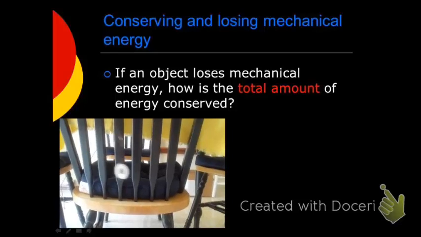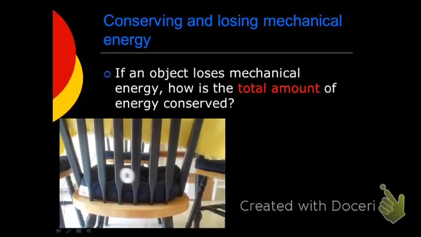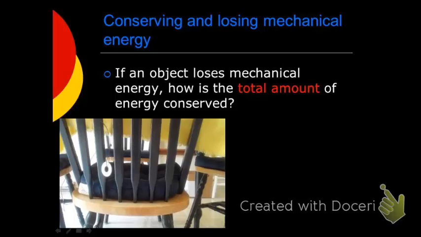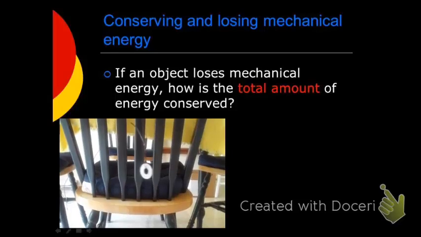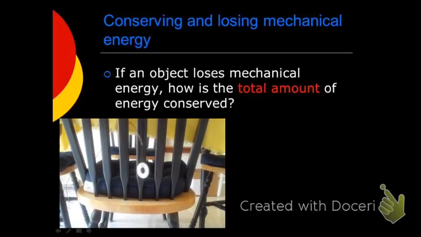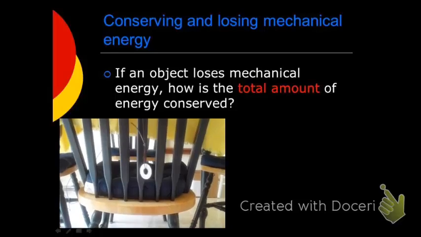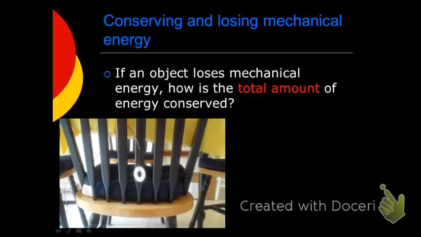You can see, especially if you use the lines on the chair, that the swing of the pendulum is getting smaller and smaller. And if we keep watching, eventually the pendulum will stop swinging altogether. The question is why? Make sure you read the section in your book titled Conserving and Losing Mechanical Energy, starting on page 126, very carefully. You will find out this answer.